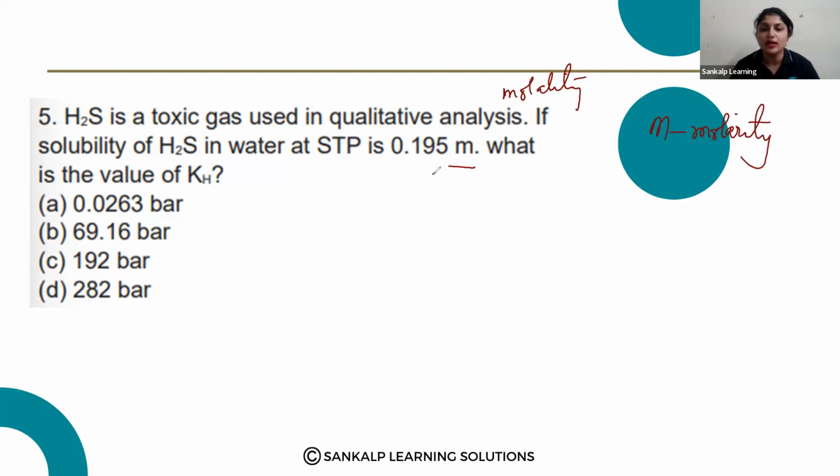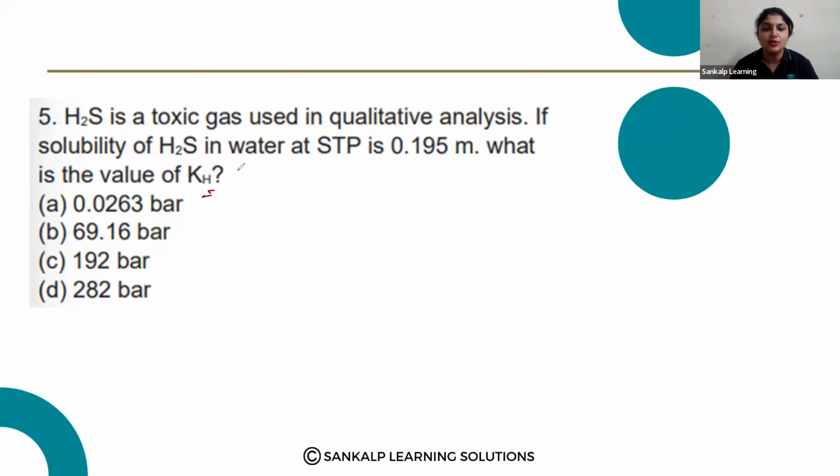So here it is molal, okay, molar. So here H2S is a toxic gas used in qualitative analysis. If solubility of H2S in water at STP is 0.195 m, what is the value of KH? Okay, KH is what? KH is Henry's constant. So we have to calculate the Henry's constant.